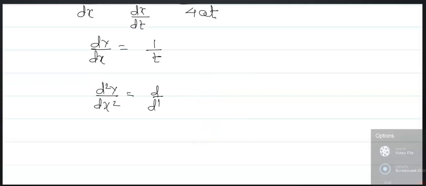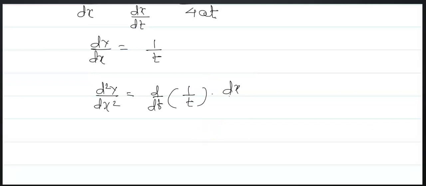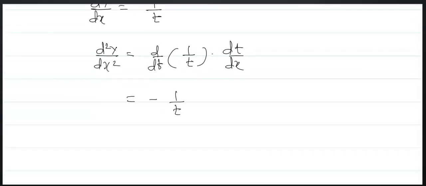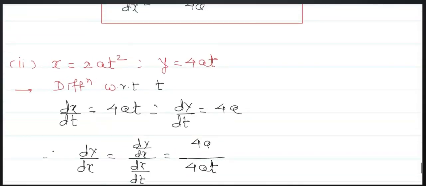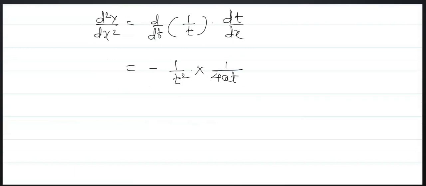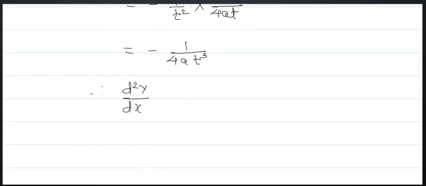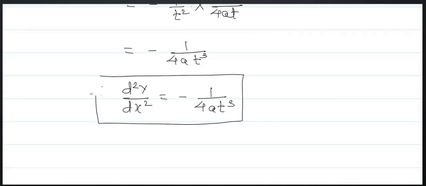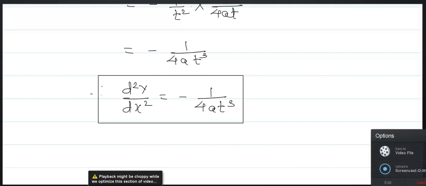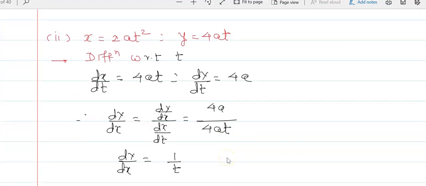See this, dt upon dx. Therefore, d²y/dx² = -1/(4at³). This is the answer. See this, I am explaining again here. x = 2at², y = 4at. Write down this. Normal derivatives are there.